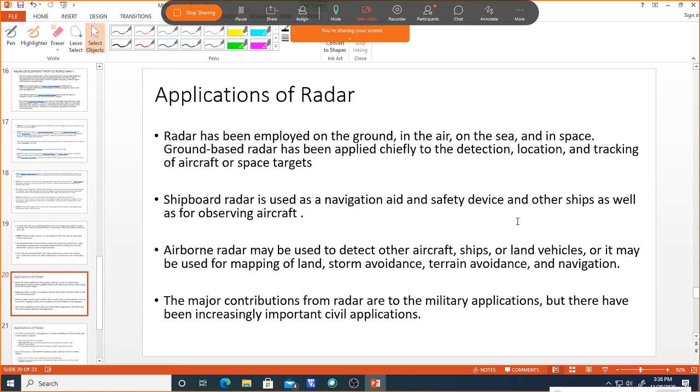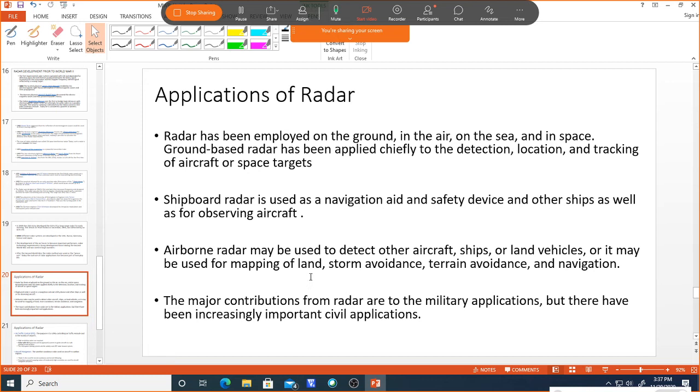Airborne radar may be used to detect other aircraft, ships or land vehicles. From the top they will send a signal to the sea as well as the ground, and they will try to detect the target. If there is any unwanted target in the premises, they will send signals and try to attack it. Like that, many different radar systems were developed.